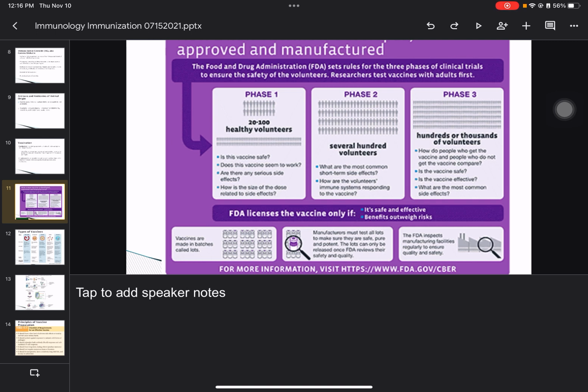If this is how many adverse reactions I had and how many side effects, which are different. Side effects are different, adverse reactions are different. Side effects are, I feel a little feverish, I'm a little tired, I have a little pain in the injection site. That's normal, those are side effects. An adverse reaction is hives, shortness of breath, anaphylactic reaction, Guillain-Barré syndrome.